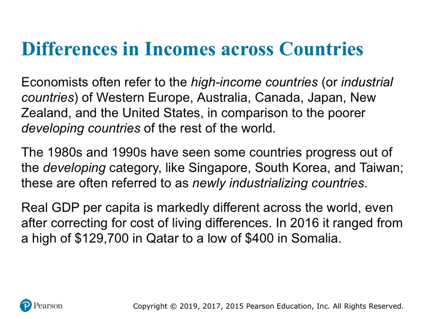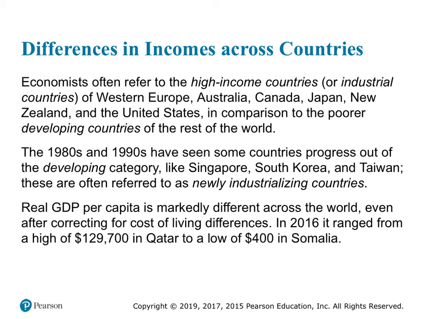So the developed countries, such as countries in Western Europe, Australia, Canada, Japan, New Zealand, the United States, are usually called high income countries, and then poor countries are called developing countries. And what we have seen is a lot of Asian countries move in a short period of time away from the developing country category and into a developed country, or since they're newly developed, they're also referred to as newly industrializing countries.